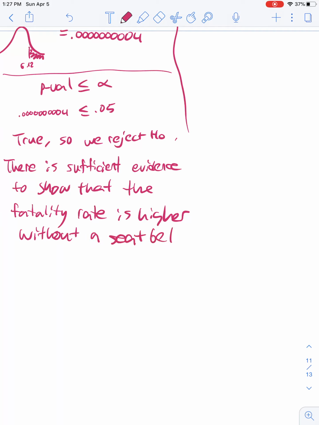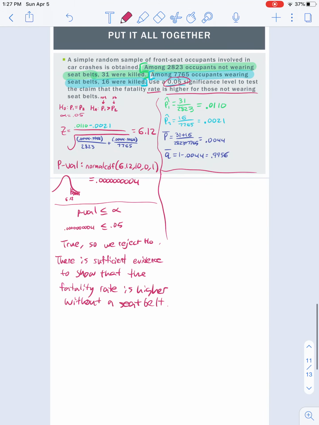This is real data, by the way, so if you didn't know that it was important to have airbags and seatbelts, now you do. Okay, and that's the end of that problem and the end of this lesson, and hopefully you feel pretty good about it.